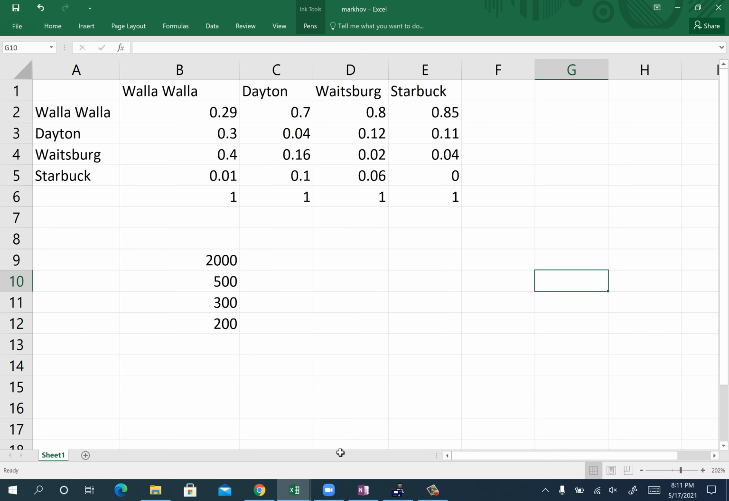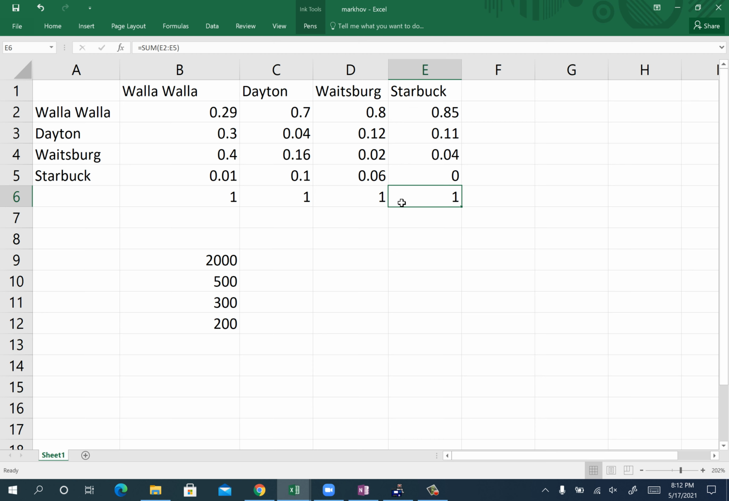So what I have here is 4 towns near where I grew up. The probability you start in Walla Walla and you finish in Walla Walla is 29%. You start in Walla Walla, you finish in Dayton 30% of the time. Start in Walla Walla, finish in Waitsburg 40. Start in Walla Walla, finish in Starbuck 1% of the time. Start in Dayton, finish in Walla Walla, start in Dayton, finish in Dayton, start in Dayton, finish in Waitsburg, start in Dayton, finish in Starbuck, etc. As you can see, the sum of each of those columns is 1. That'd be weird if it were anything other than 1.